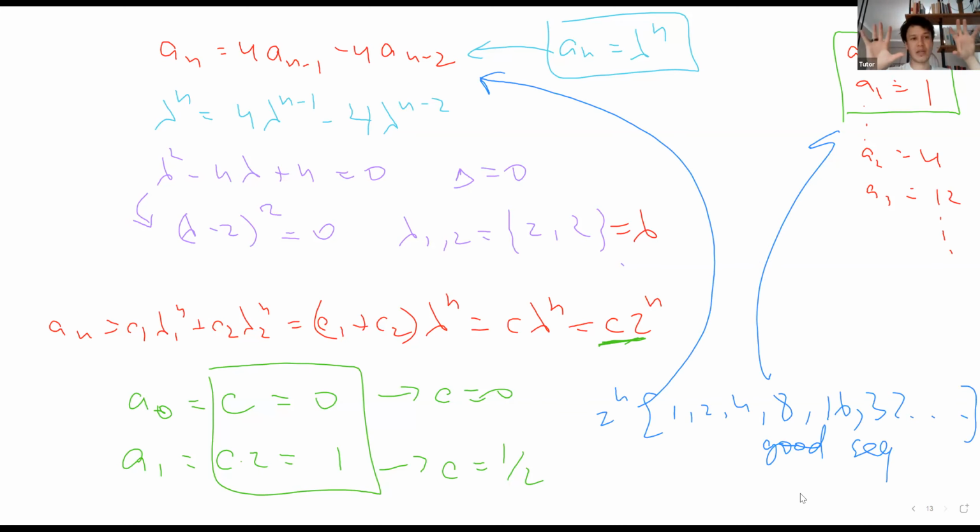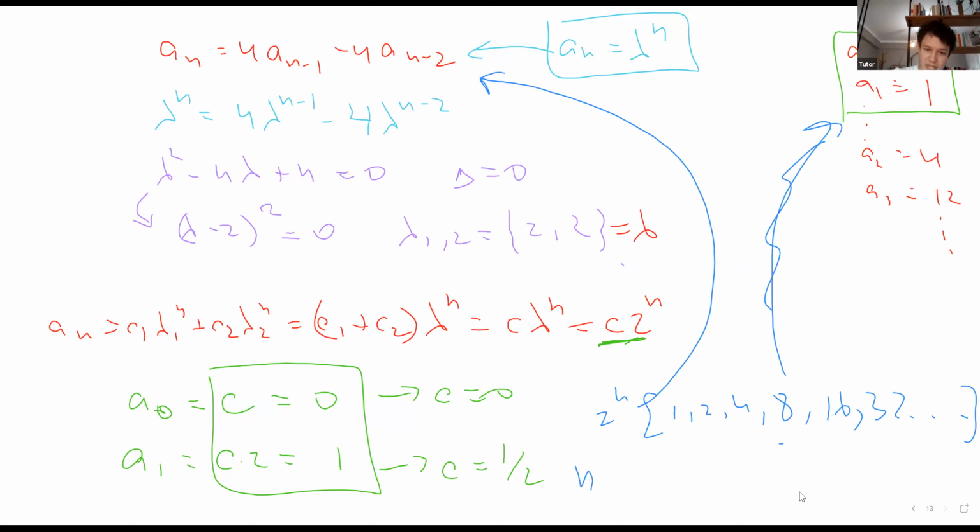So now this is going to look like magic, but there's one more good sequence, which is the sequence n times 2 to the n. I'm not going to explain why, but it turns out this is also a good sequence. If you plug in n equals 0, you get 0.